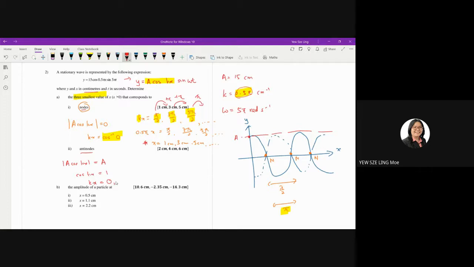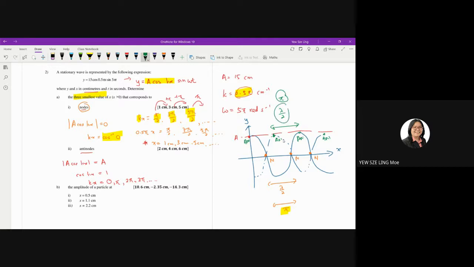So the following value would be pi, and then 2 pi, and then 3 pi, and so on. Why? Now let's go back to the diagram. This is the position of the antinodes. Antinode, antinode, antinode, antinode. And we know that the distance between them once again is lambda over 2, or 180 degrees, which is pi. So either pi or lambda over 2.